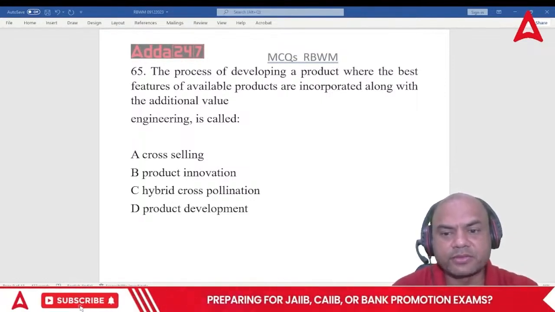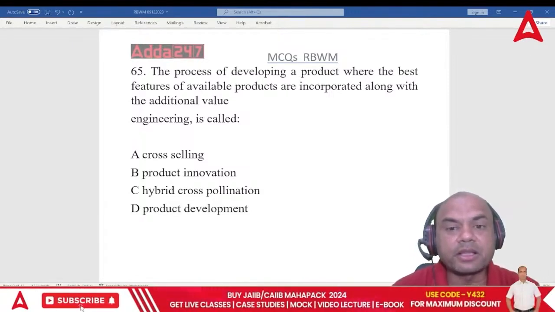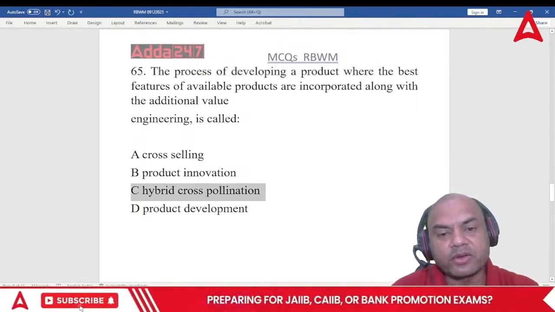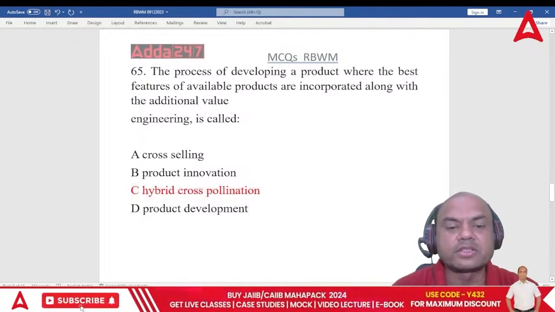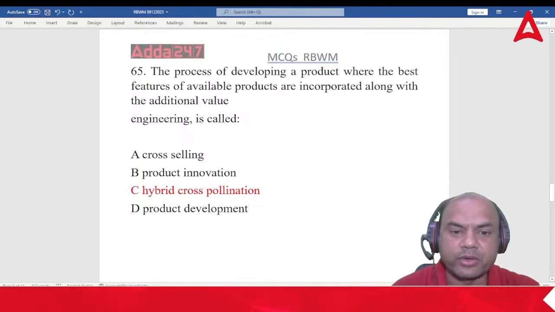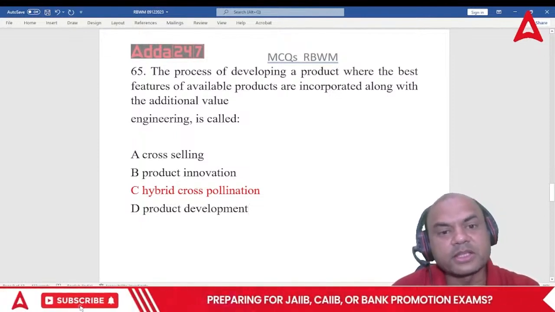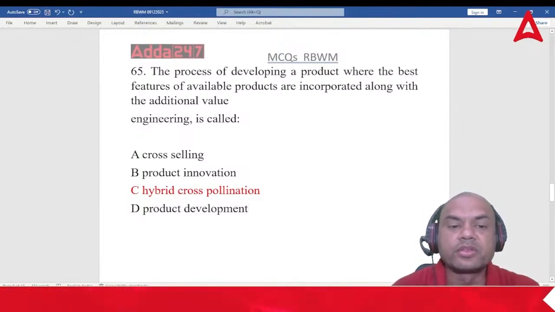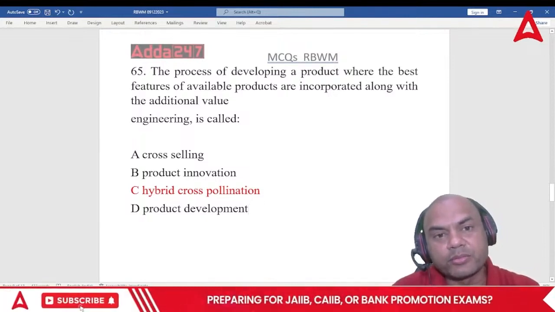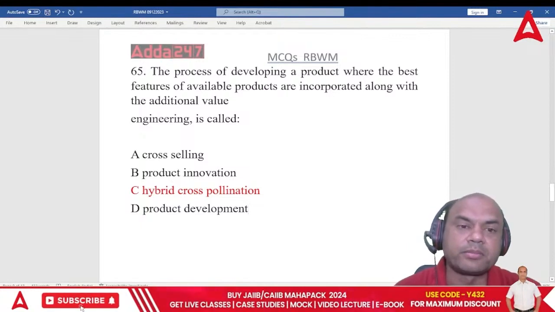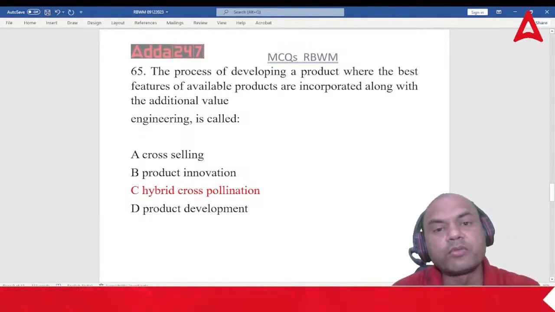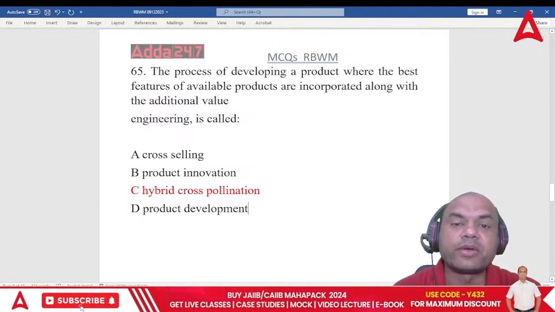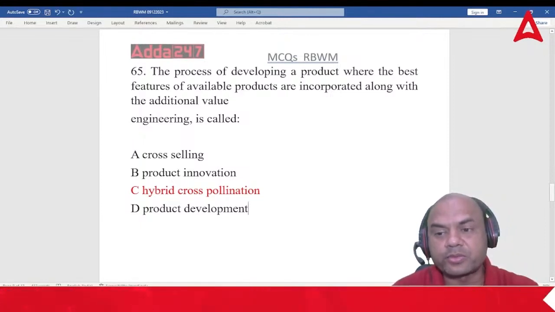So, what is the answer for this? See, there is a typical answer for this. The typical answer is hybrid cross-pollination. Now, what is hybrid cross-pollination? You will say, sir, what is this pollination? This is a biology word. You had this in biology, right? Hybrid cross-pollination is a term used from that biology only, and it is given in banking. So I copy that full product. Pollination means it's from one flower to another. The bees move. Similarly, from one bank to another, the product moves, and we add some features and some value to it. So that's why hybrid cross-pollination is the answer.